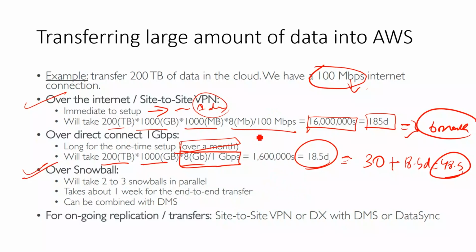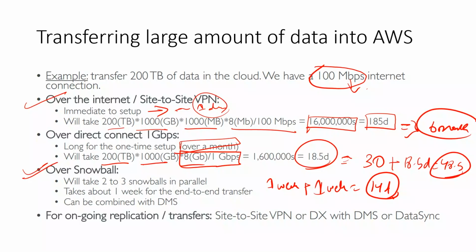For the Snowball devices to reach you, maybe it will take 1 week, and then from your source to reach the cloud again, because you order that device, put the data and then send it back, right? So for that, take 1 week, something like that. So in total it will take 14 days. That's it. So it is the least amount of time from all of these 3 options.